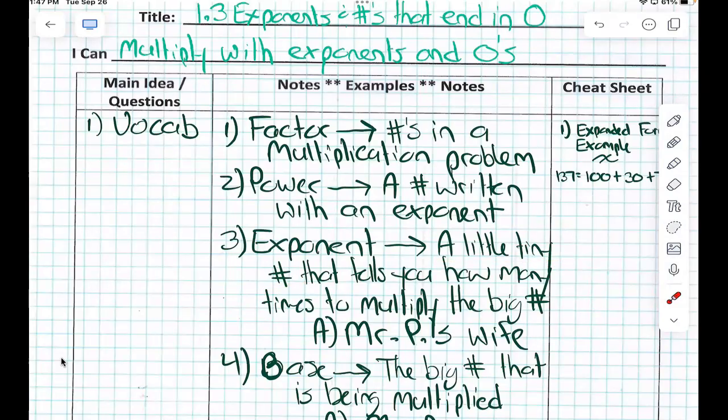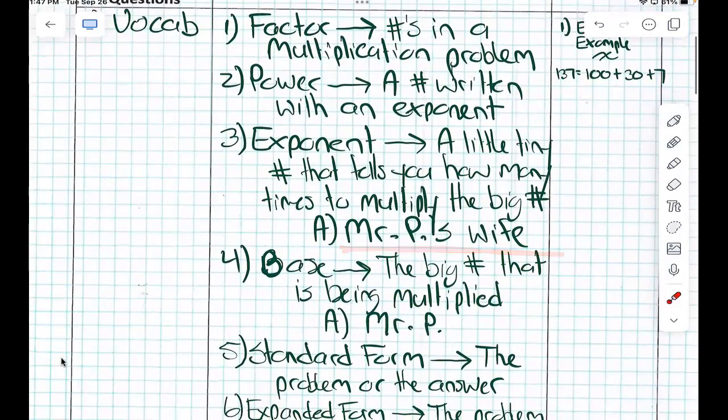Kind of bossy, like my wife. The base is like the bigger number, right? And so like when you think of, like I described my wife, I described myself. Am I bigger than her? Yeah. So I am like the base, she's the exponent, and she is definitely much bossier than I am.